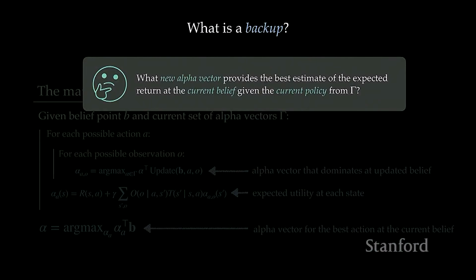So yeah, if you're thinking, I don't know what this math was, it's too hard for me to parse that quickly, I certainly don't blame you. But just keep in mind for the rest of this lecture, when we do a backup, we're just getting a new alpha vector that better estimates our value function at the current belief. Okay?